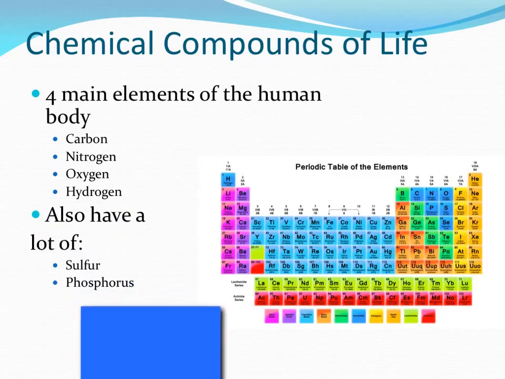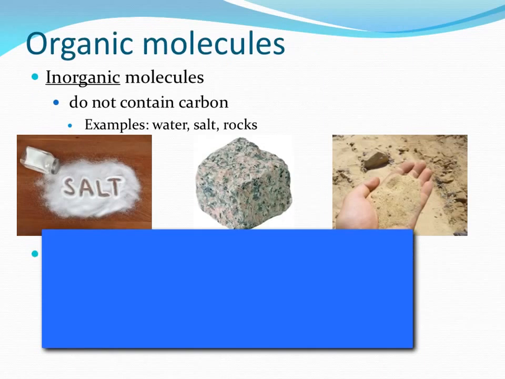Also, you have a little bit of sulfur and phosphorus. So most of our stuff comes from right there. And these elements all combine together to form some unique molecules. These molecules that are made up of carbon, hydrogen, oxygen, and nitrogen can fall into a couple of different categories.